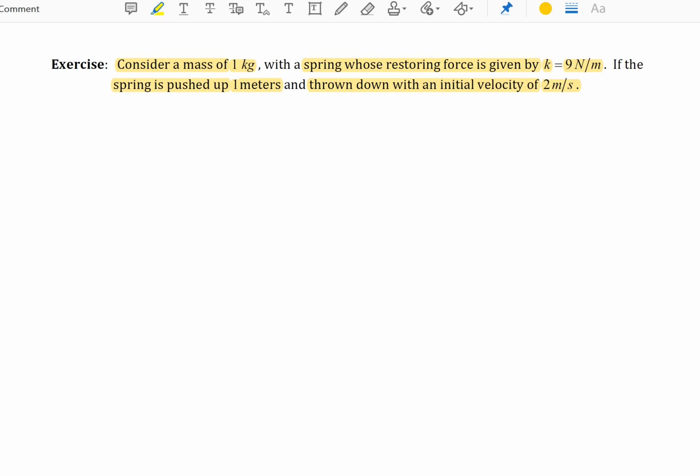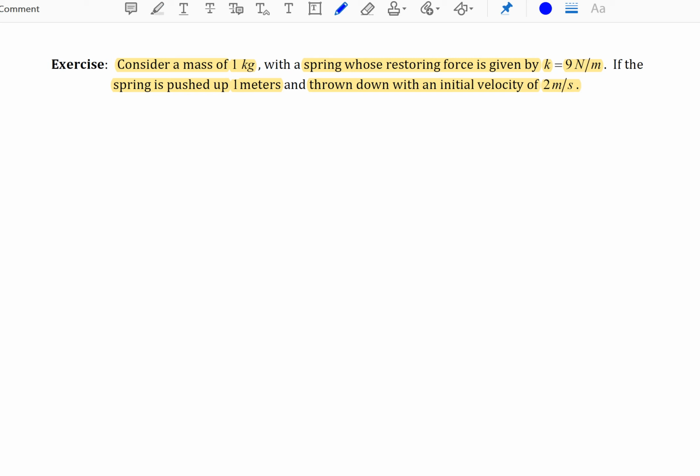Now, as this is very similar to the last example we did, maybe I should give you the opportunity to pause this video and take a look at finding the solution on your own. And then after you find the solution on your own, let's come back and see if we got the same function. I'll see you in a minute. Okay, let's see how you did.